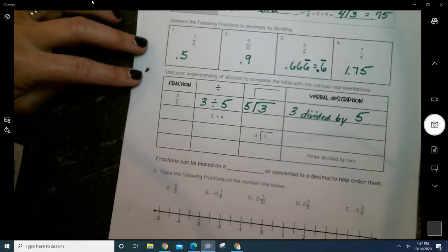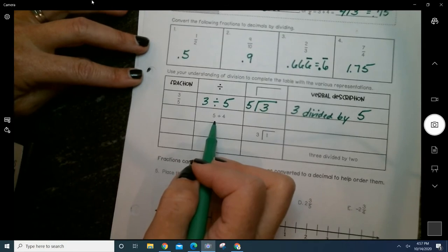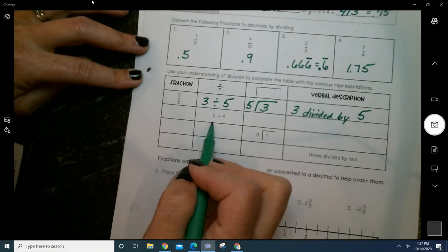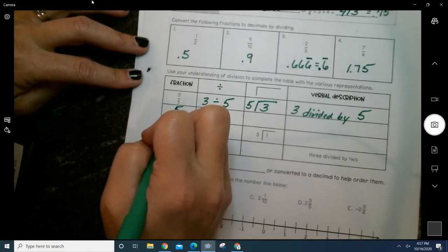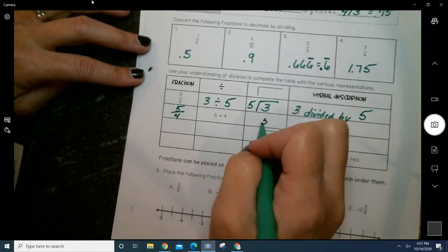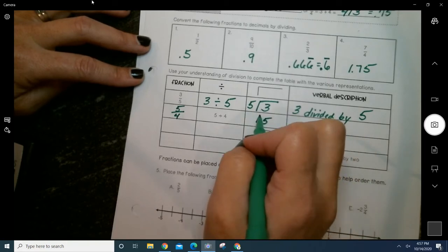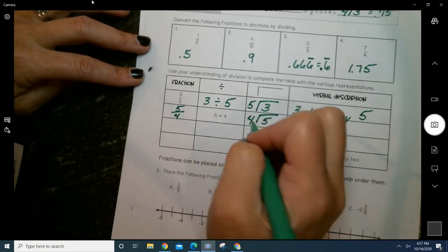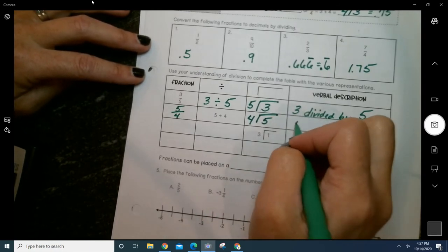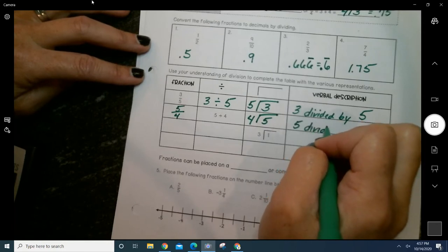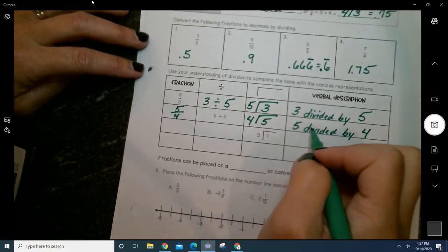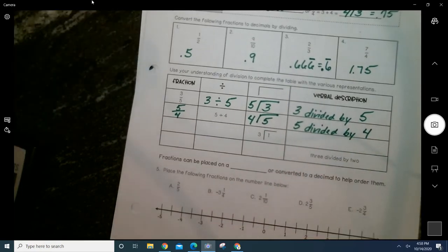Let's do the next one. It has 5 divided by 4 in this column. If I were to write that as a fraction, the 5 would go on top and the 4 would go on the bottom. The 5 goes inside the hat, and then we put our divide sign, and the 4 goes on the outside. Then we have to write the verbal description, which is 5 divided by 4. I'm going to let you guys do the next 2, and then we'll come back and check them.